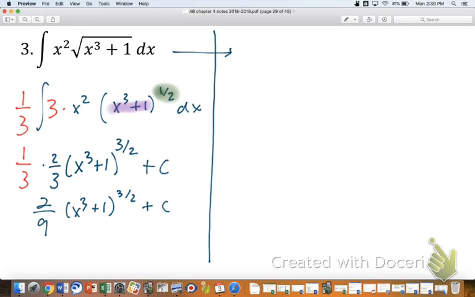And this is called substitution. That's what this method is called. So this is not a shortcut. This is a very step-by-step method.